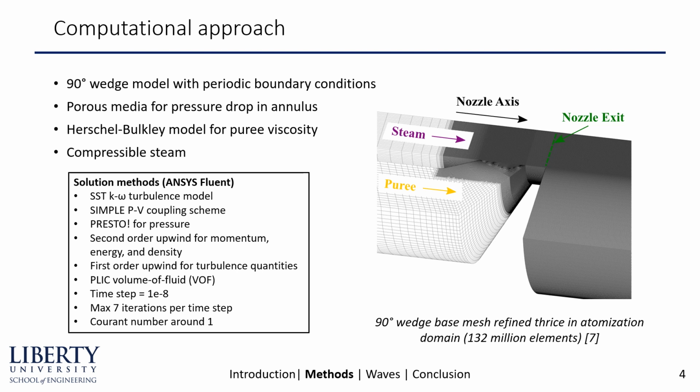At the bottom of the screen, you can see the solution methods in ANSYS Fluent, including turbulence model, discretization schemes, time step, etc. On the right, you can see a snapshot of the mesh. This is the 90-degree wedge mesh. We took a base mesh and refined it 3 times in the atomization domain for a total of 132 million elements.